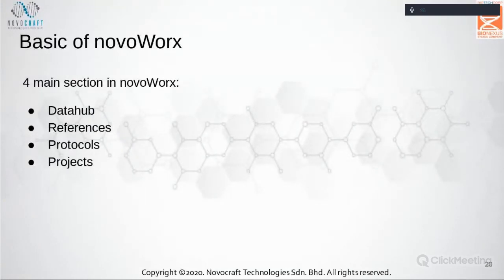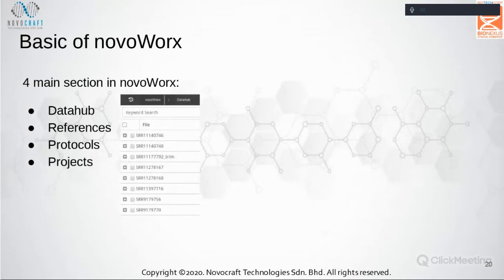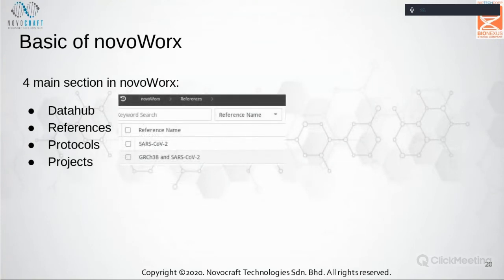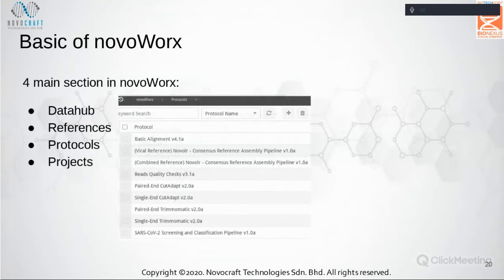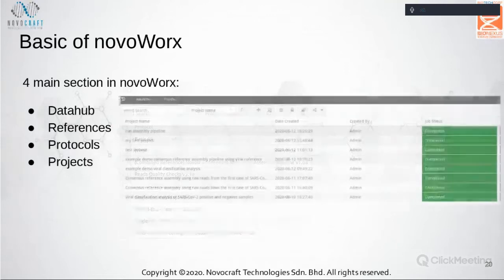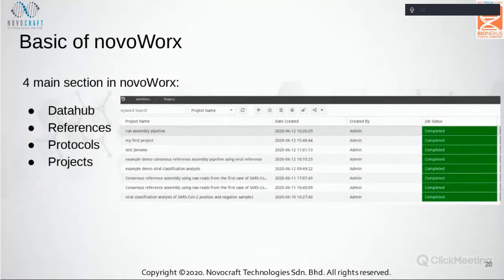novoWorx consists of 4 main sections. The first is Data Hub. Data Hub is the place where all the sequence FASTQ files are uploaded into novoWorx. The second one is References. References is the place where all genome references are uploaded into novoWorx. The third one is Protocol. Protocol is the section that lists all the modules and pipelines installed in novoWorx. Last but not least is Project. In the Project section, users can create and run their analysis projects. That's pretty much the basics of the novoWorx system.